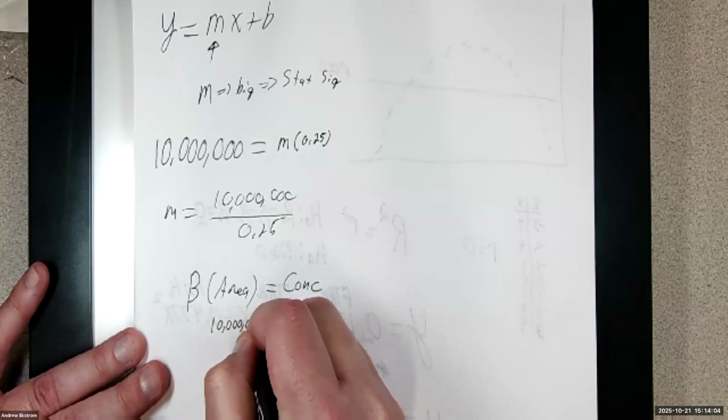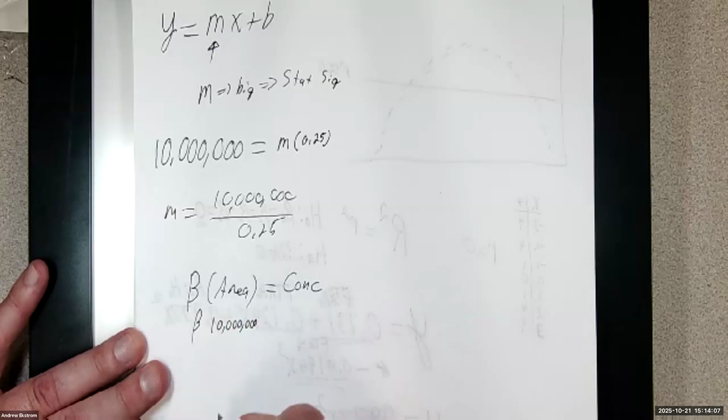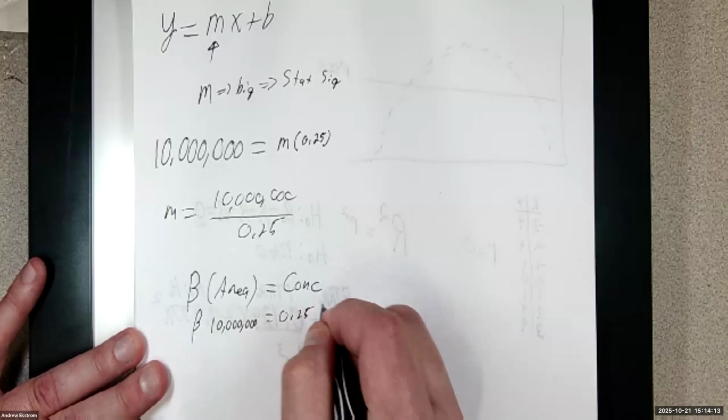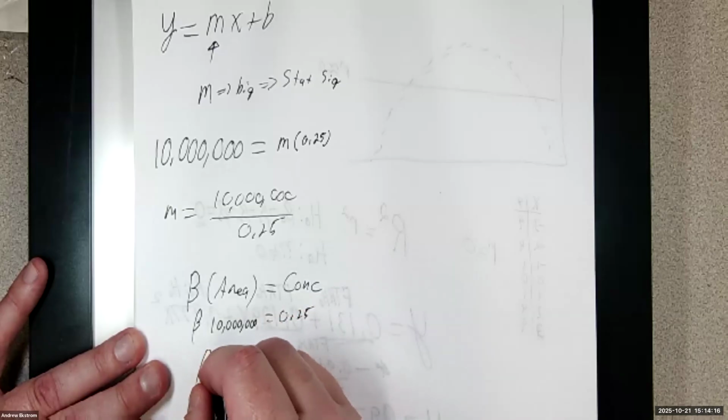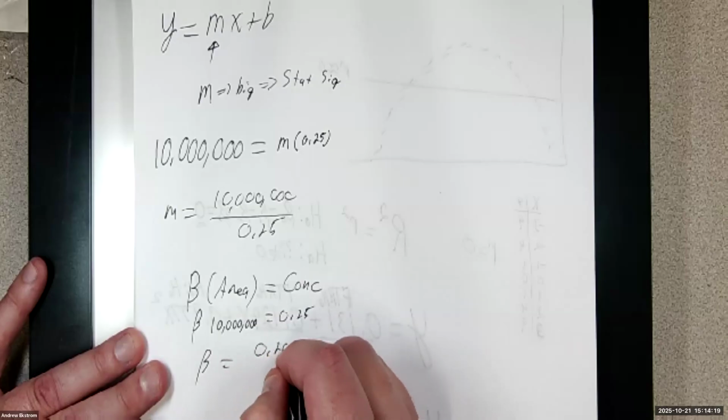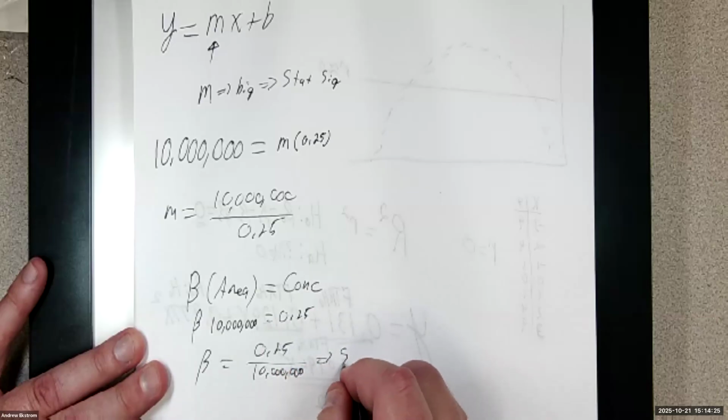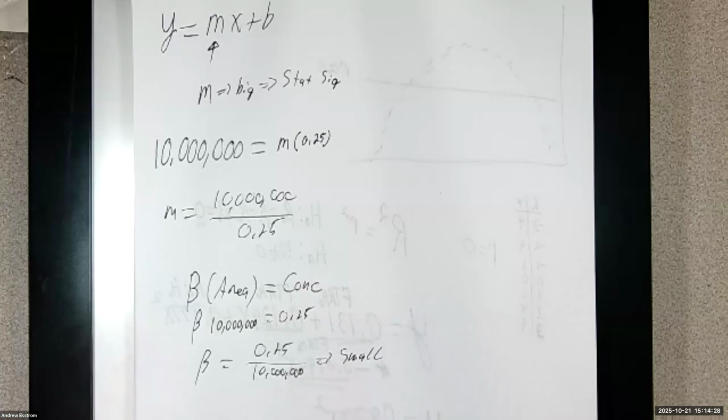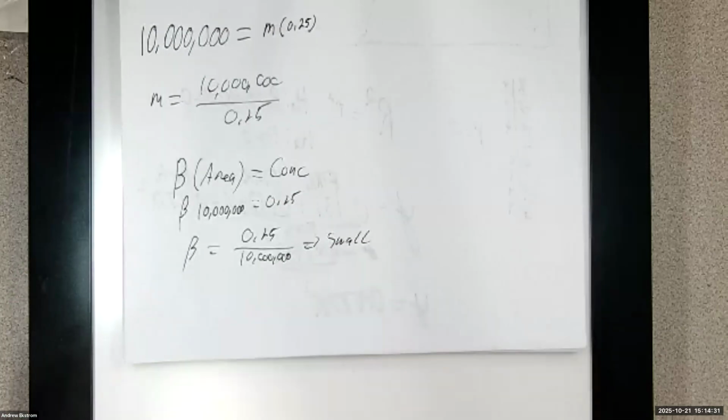So 10 million times the beta is going to be 0.25. What's that beta going to be? 0.25 divided by 10 million. So it's going to be small. It's going to be really small. I think in this case, it's going to be 10 to the -5, 10 to the -6. So a whole bunch of zeros followed by a number at the end of it.